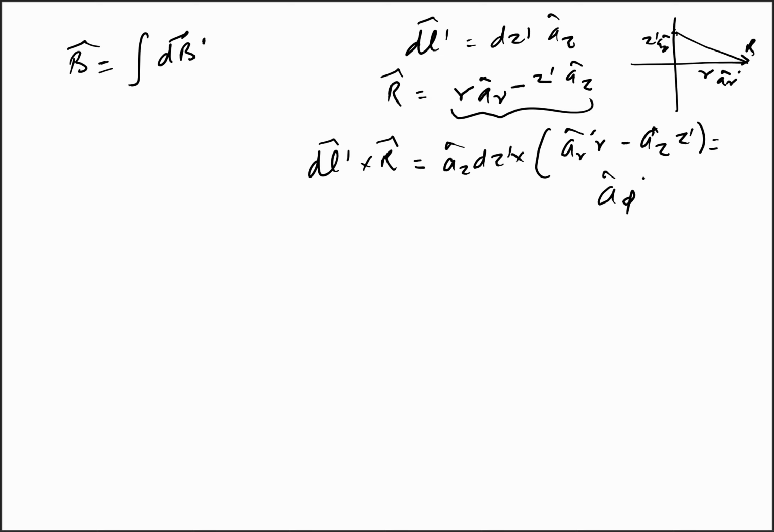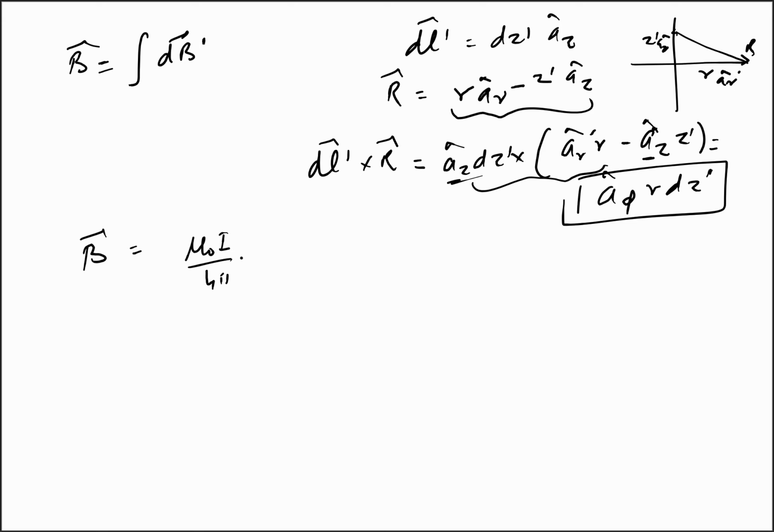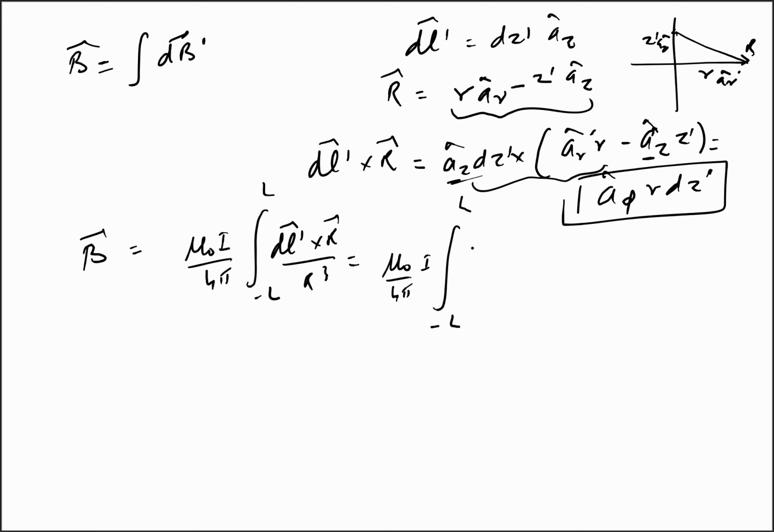So dl' cross r is simply az dz' cross (r ar minus z' az), which is equal to aφ r dz', because az cross az will be 0, only this will survive. So B is equal to μ0 I over 4π integral of dl' cross r over r cubed, which is equal to μ0 upon 4π I integral from minus L to L of r dz' over (z' squared plus r squared) to the power 3 by 2, in the direction aφ.